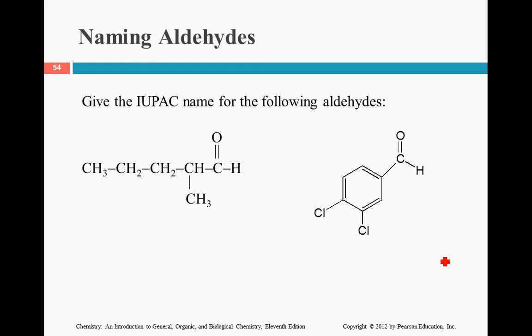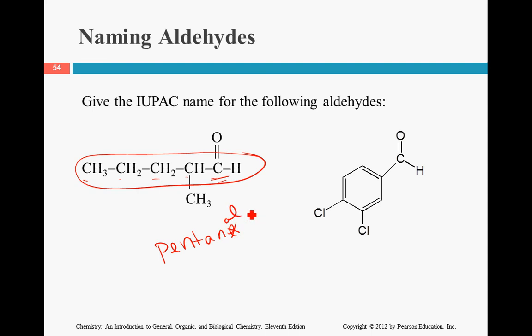Alright, so let's look at some namings. Notice it's at the end, so it's an aldehyde. We have 1, 2, 3, 4, 5 carbons in the longest chain. That gives us pentane. We have a double bond of oxygen and H. Now, because of the fact that aldehydes are always at the end, you don't actually have to put a number as to where the oxygen is. So we just change the E to an AL, pentanal. But we do need to number our substituents, which is methyl.